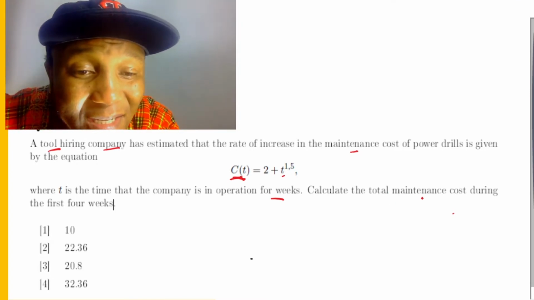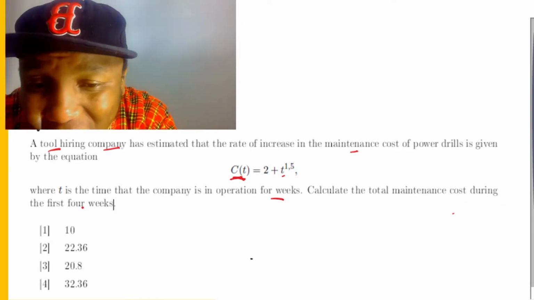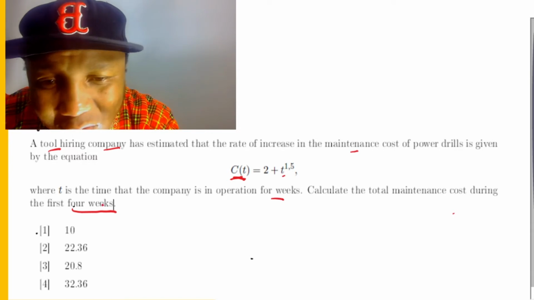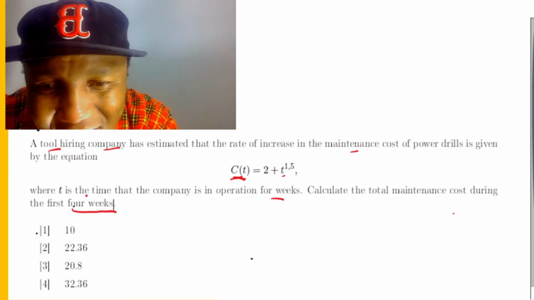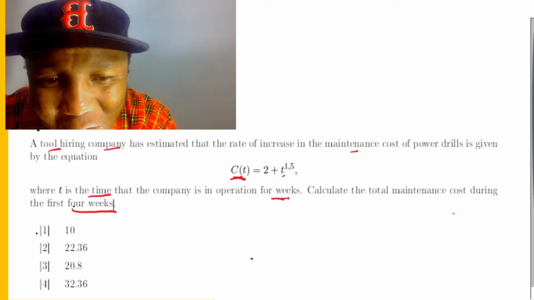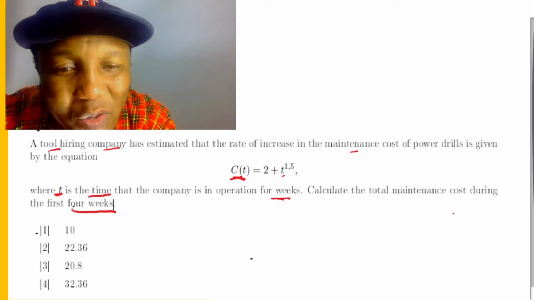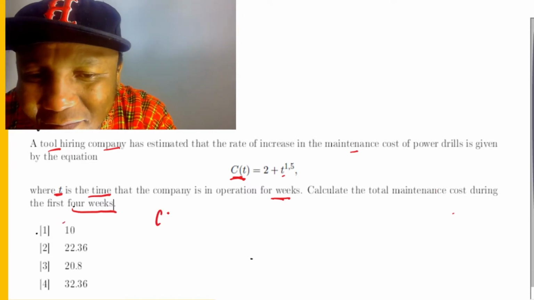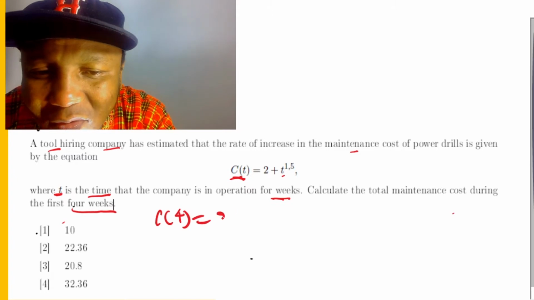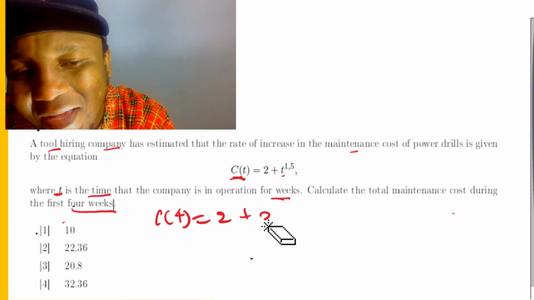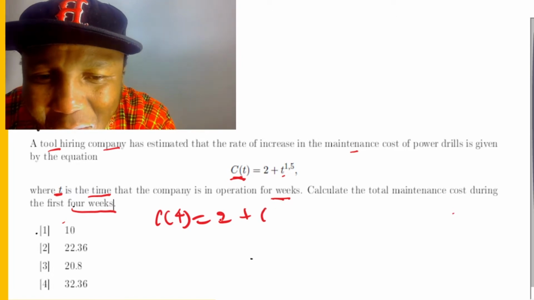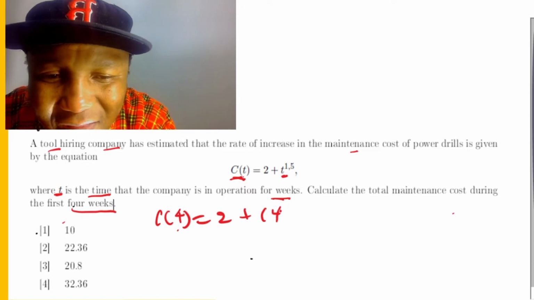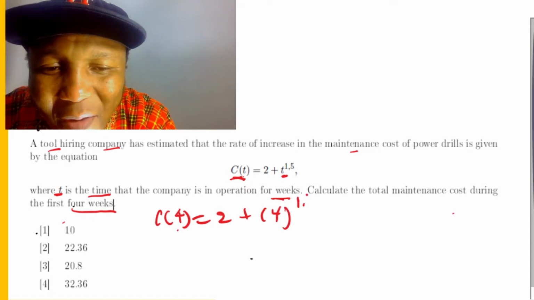So in the question here, they say calculate the total maintenance cost for the first 4 weeks. So the weeks is the time, which we measure in weeks, and that time is represented by T. So we're going to replace wherever there's a T with the 4 weeks. So we're going to say now C(4) equals 2 plus, in the position of T we put 4 because of 4 weeks, and then 4 here and then 1.5.